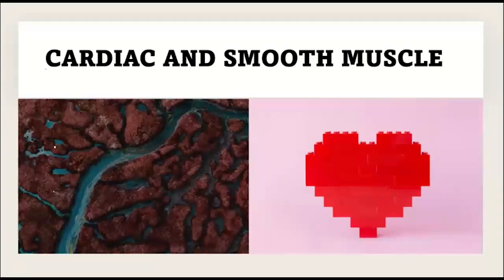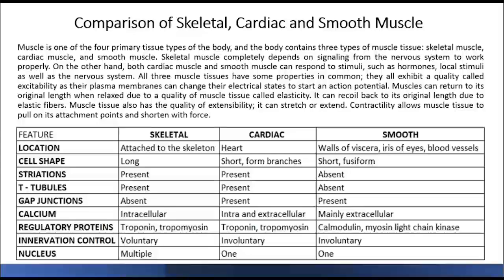Cardiac and smooth muscle, and a table where you have the comparison between the three different kinds of muscle. Location, for example: skeletal muscle is associated to your skeleton. Cardiac muscle is located in your heart. Smooth muscle is located in organs that we have in the abdominal area, such as, for example, your stomach.